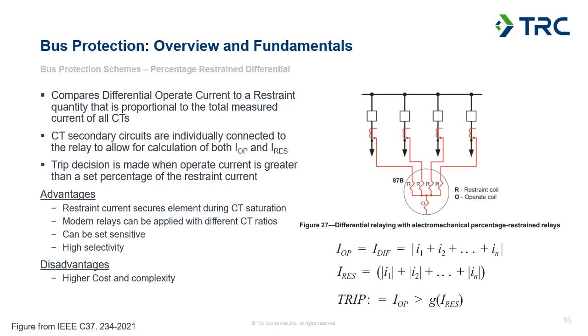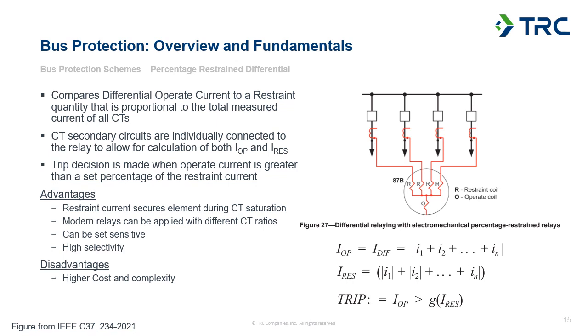And the trip decision is made when the ratio of operate current to restraint current hits a certain point. That's a percentage value, which is what you'd use for your setting, which is why they call it the percent restraint differential element.